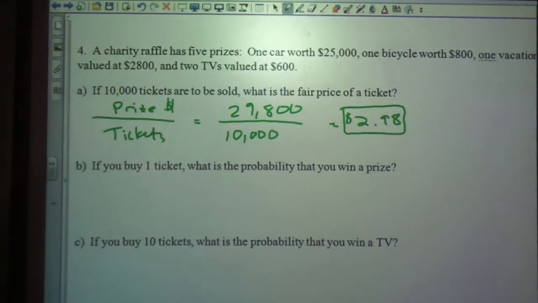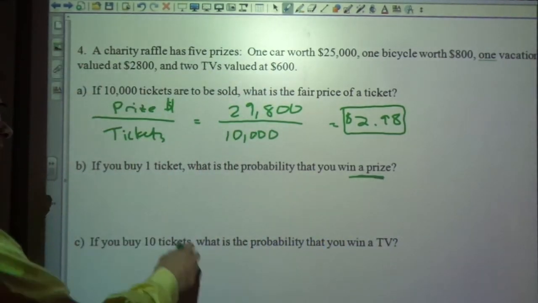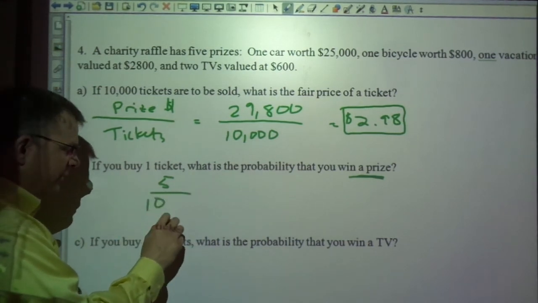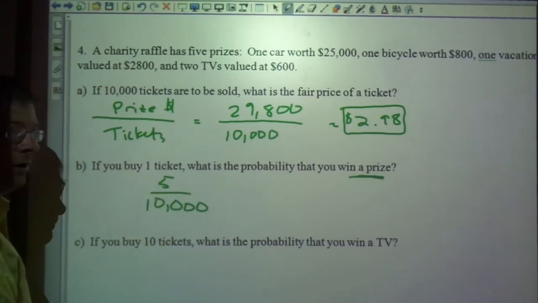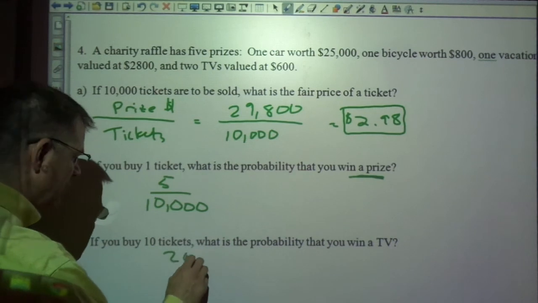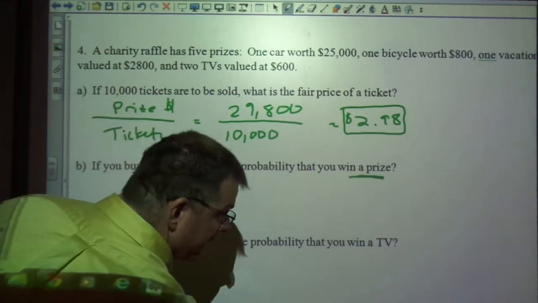If you buy one ticket, what's the probability that you win a prize? Well, there are 5 prizes I could win, so there's 5 ways that could happen out of the 10,000 total possibilities that there are. So this is the best answer here. If you buy 10 tickets, what's the probability that you win a TV? Well, I have 2 chances for every ticket for a TV, so times 10 would be 20 chances out of the 10,000 tickets. Hope that helps you with expected value.